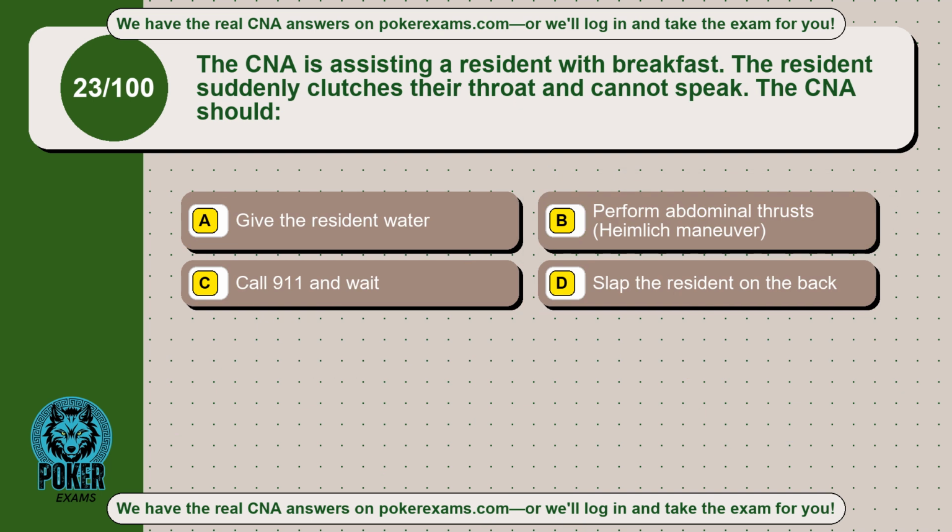Question 23. The CNA is assisting a resident with breakfast. The resident suddenly clutches their throat and cannot speak. The CNA should: Option A, give the resident water. Option B, perform abdominal thrusts, Heimlich maneuver. Option C, call 911 and wait. Option D, slap the resident on the back.